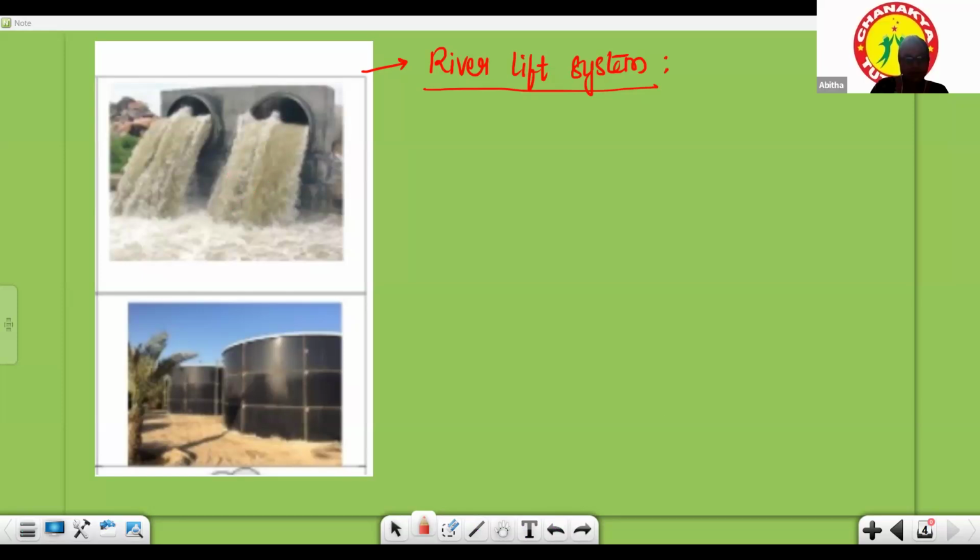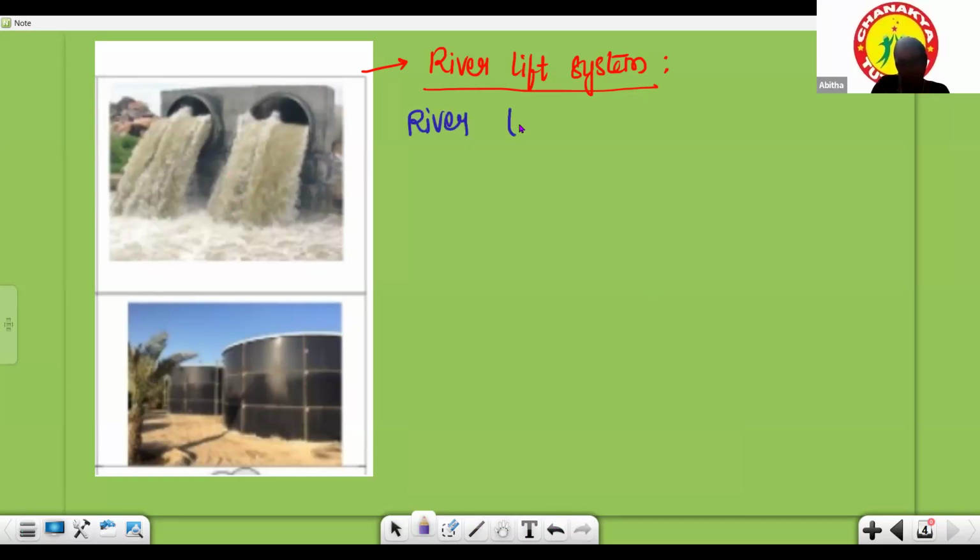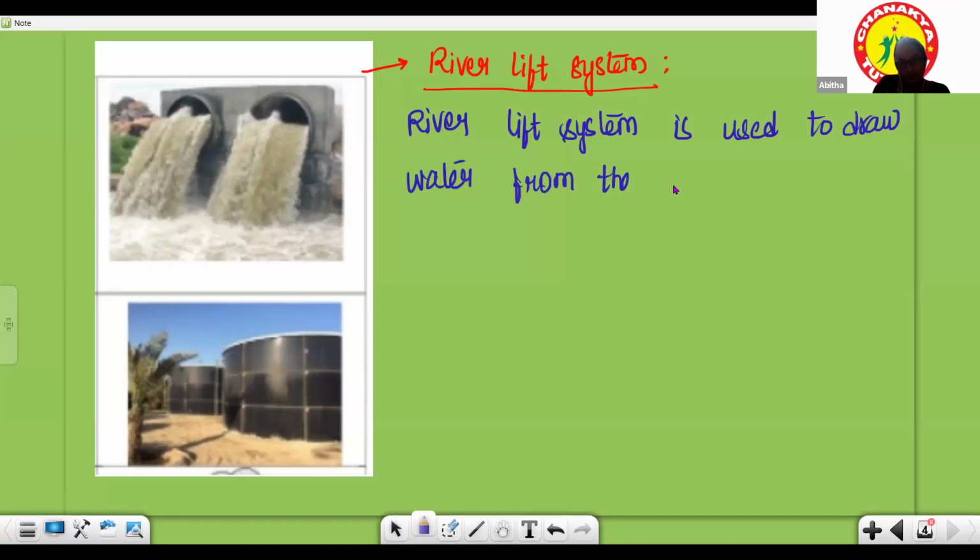So you can write: river lift system is used to draw water from the river directly for irrigation purposes.